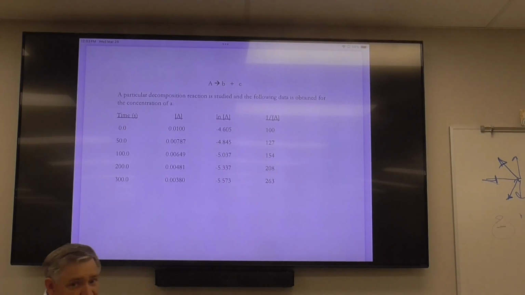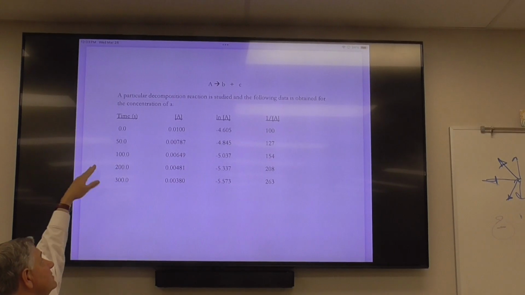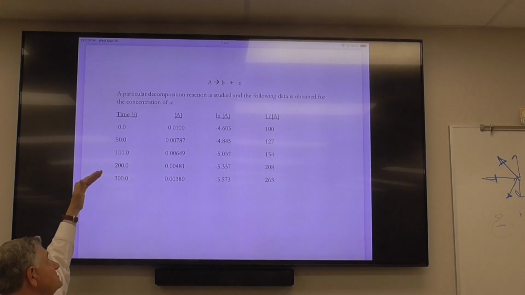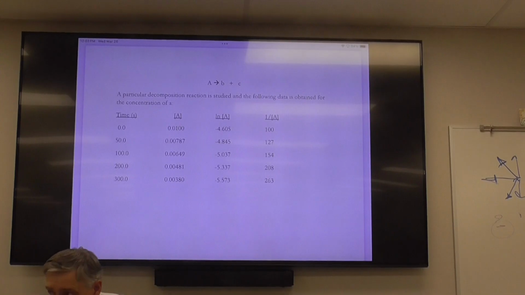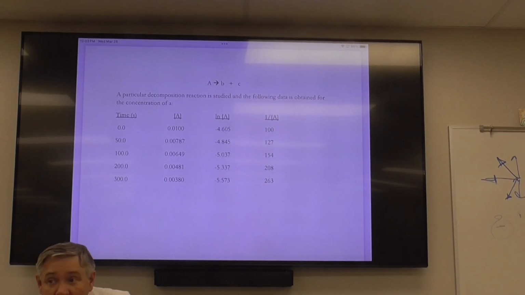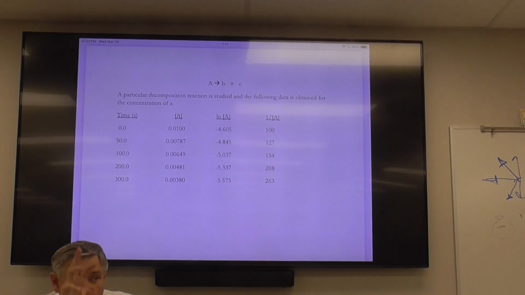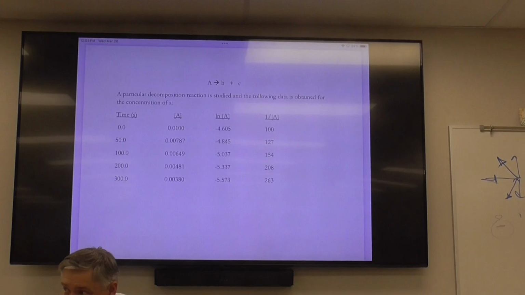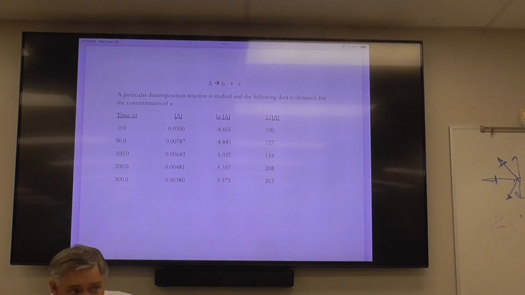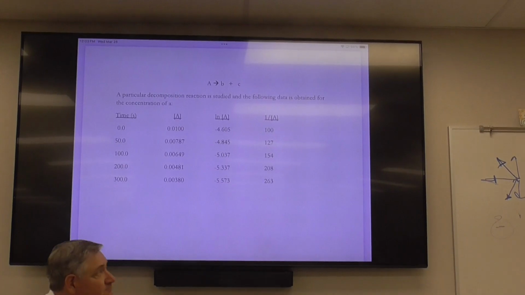Now, there's one thing when you look at this data. In this situation, it starts off going every 50 seconds, but then it changes to every 100 seconds. So when you are graphing this stuff, pay attention to the times. Don't assume that all the time intervals are the same, okay? Because sometimes they're going to change those time intervals, so be cognizant of that.